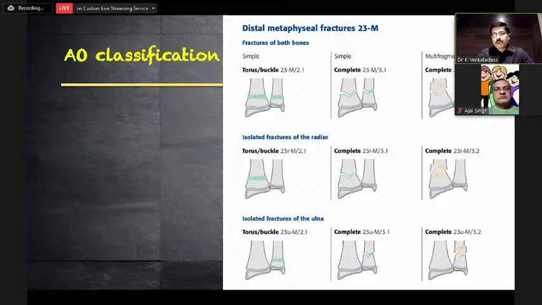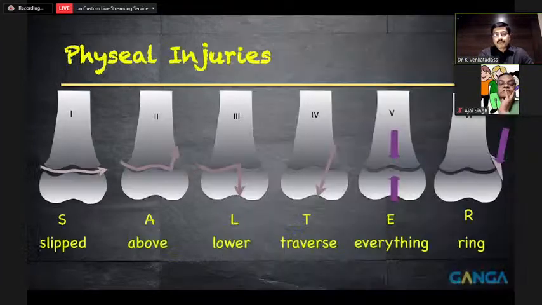So AO has also come out with a classification of pediatric fractures. According to AO, basically it is the same classification. They classify into incomplete fractures and complete fractures. And in complete fractures, you have either simple or multifragmentary fractures. So these are the basic classifications which are available.